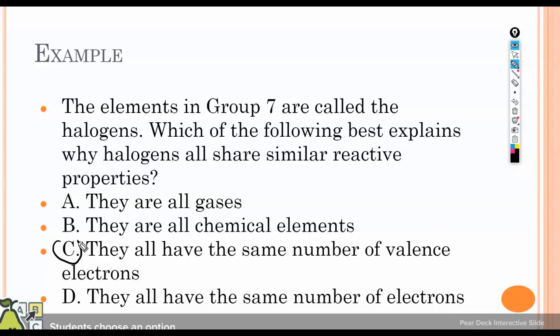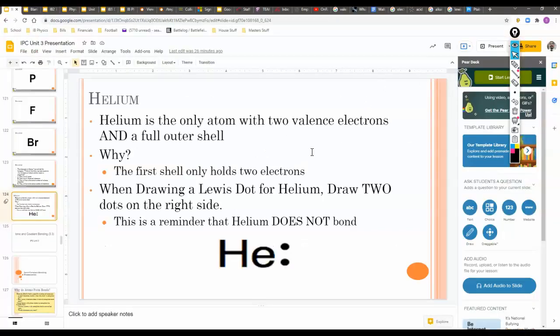Okay, so the answer is C. They all have the same number of valence electrons. All of the halogens have 7 valence electrons. That's why they all behave in similar ways when it comes to chemical reactions. Because they have the same number of valence electrons, the correct answer should be C there.